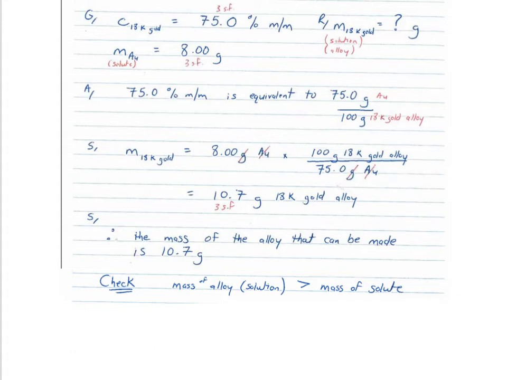My check there is to say that the mass of the alloy solution, which is 10.7 grams, is greater than the mass of the solute, because obviously there is a greater amount of the overall solution than there is of the solute, the 8 grams of gold that was in the 18 karat gold alloy.